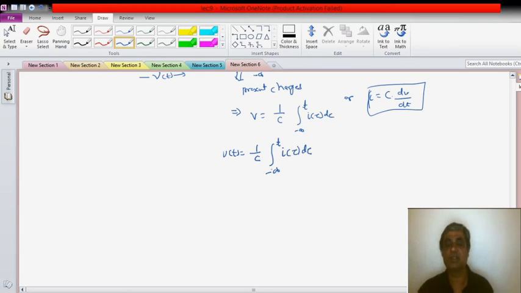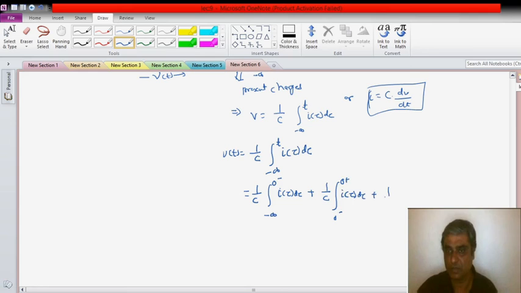Again, let me analyze it the same way as what we have done for the inductor. Let me break this into 3 terms: 1 by C before closing the switch and after closing the switch. So 0 negative is before closing the switch. It will be 1 by C integral of I of tau d tau, plus 1 by C integral from 0 negative to 0 positive of I of tau d tau, plus 1 by C integral from 0 positive to t of I of tau d tau. Okay, and this will be my voltage across it.